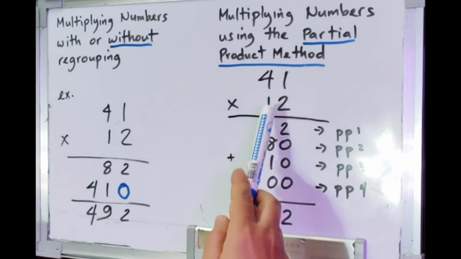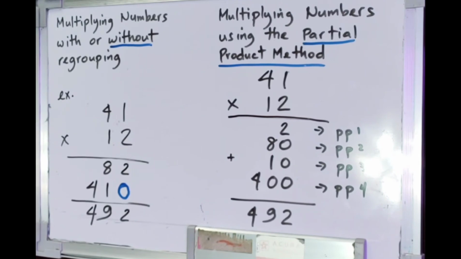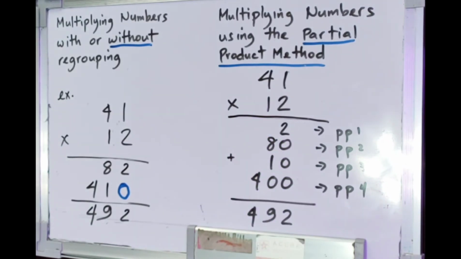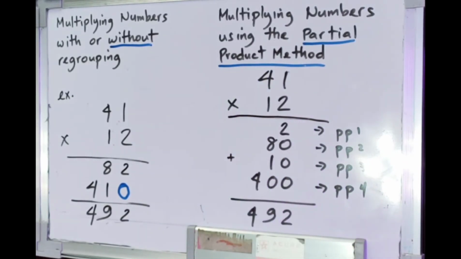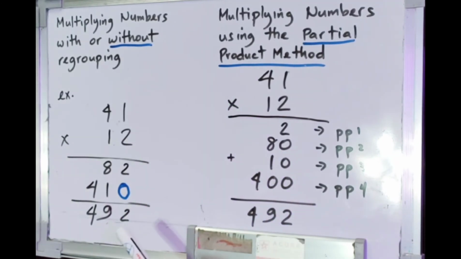Then next, the 1 here and the 1 of the multiplicand. So the value of 1 in the multiplier is 10, while in the multiplicand, it's only 1. So 10 times 1, that's 10.